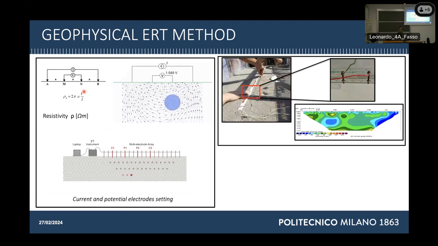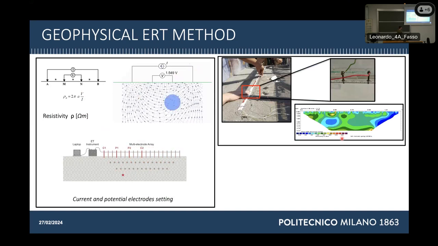This is what we did in lab. So we did some downscale tests. So we reduced the dimension of the stainless steel electrodes till the dimension of a screw, around 1.5 centimeters. And what we obtained is this image that gives us information about what is happening inside the soil.